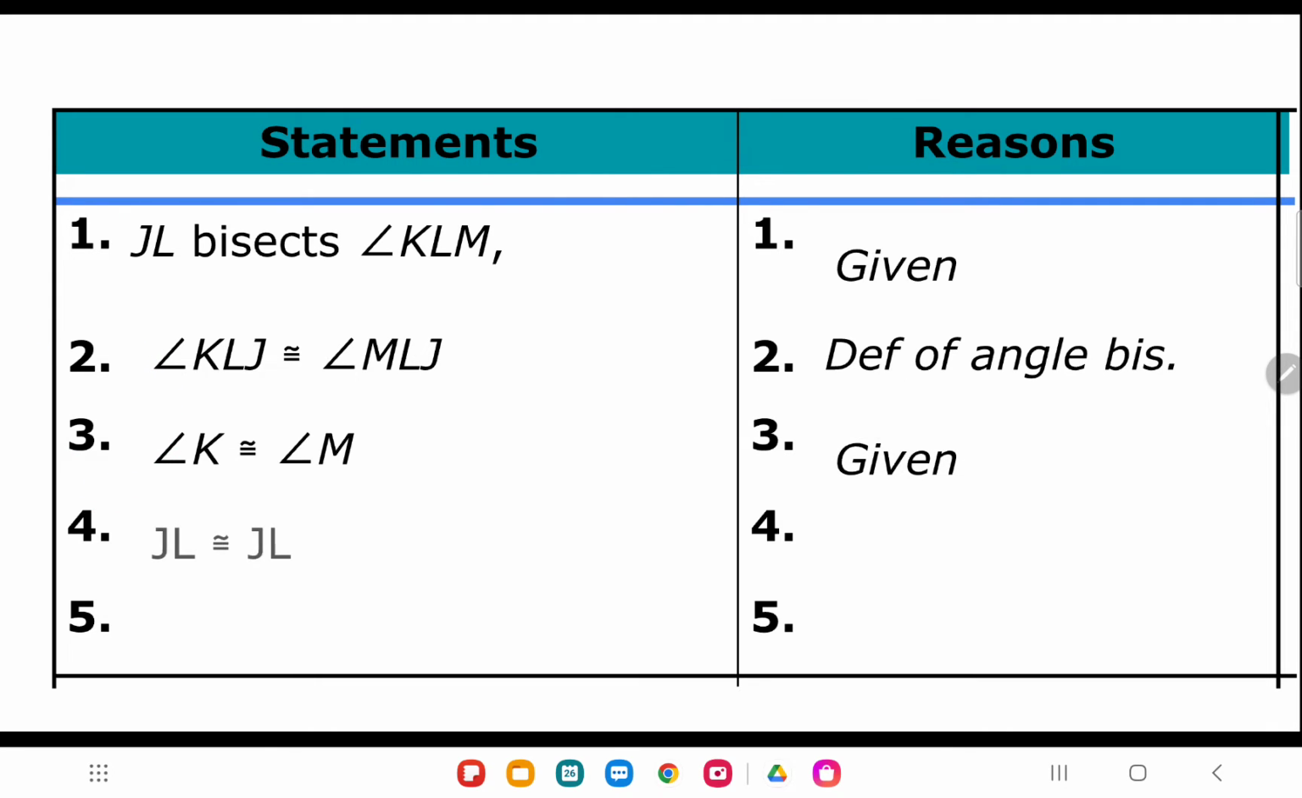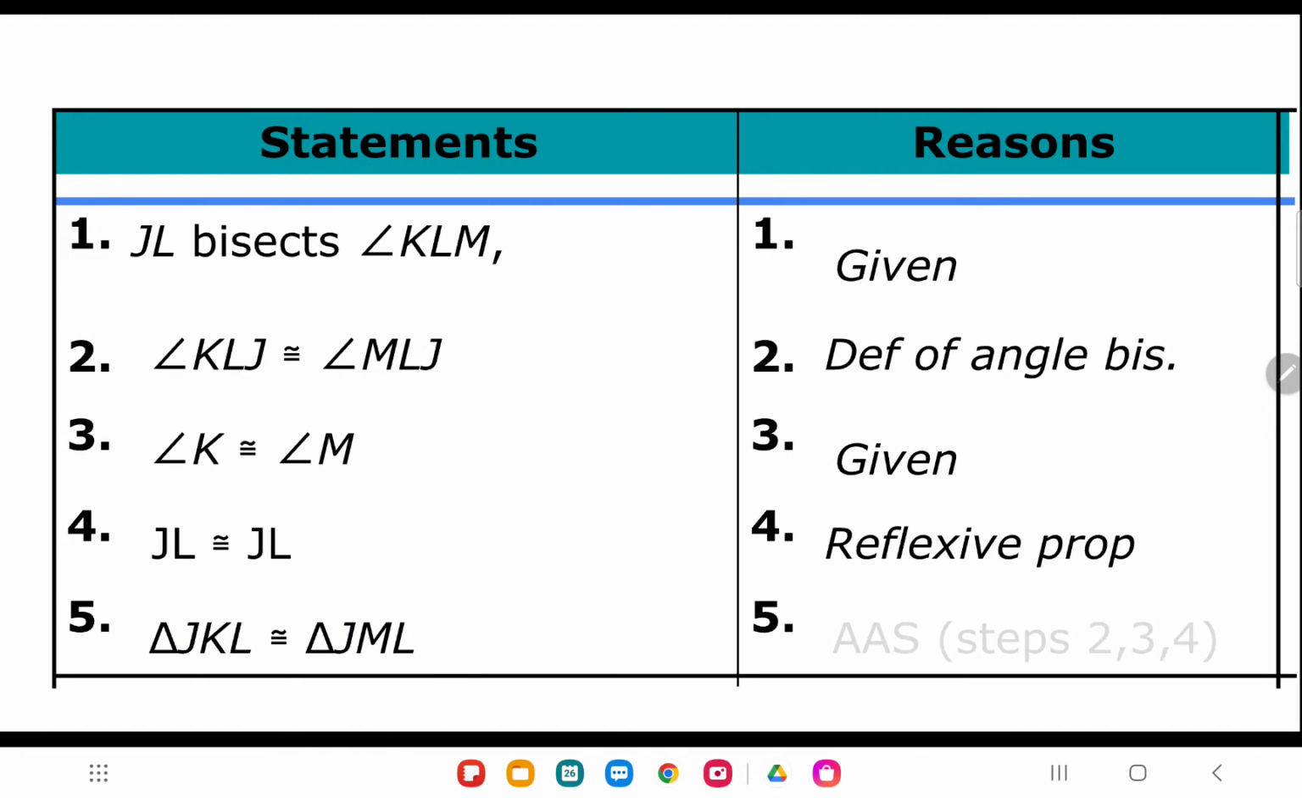And now I'm going to have JL is congruent to JL. Normally this would have a little segment hat on it. My segment hats got lost in my file editing, so I am sorry. That's the reflexive property. Okay, I have my angle, and I have my non-included side here. So when I say JKL is congruent to JML, that is going to be by angle side on steps 2, 3, and 4.